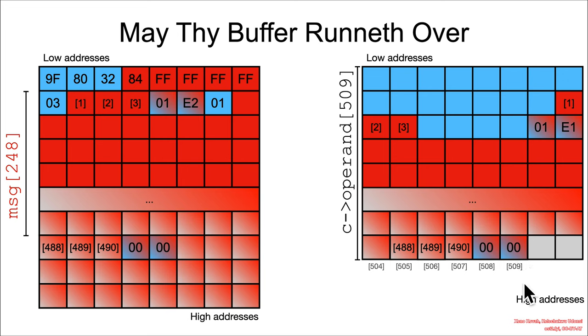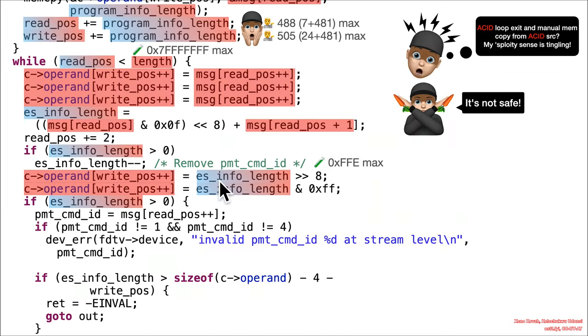Oh no, it's a single byte overflow. What's the attacker going to do with that? Well, they actually get to keep doing this, right? Because this is a while loop, and while read position is less than some super gigantic value, it's just going to keep going out of bounds.